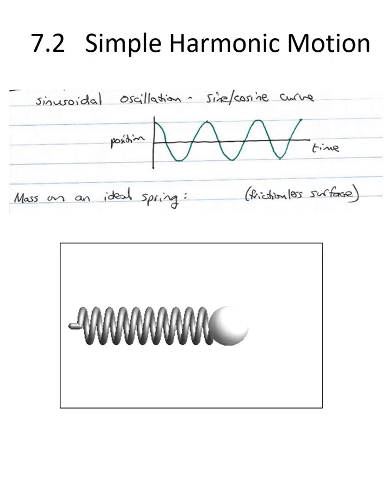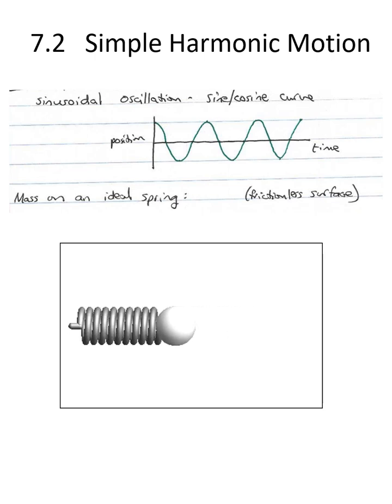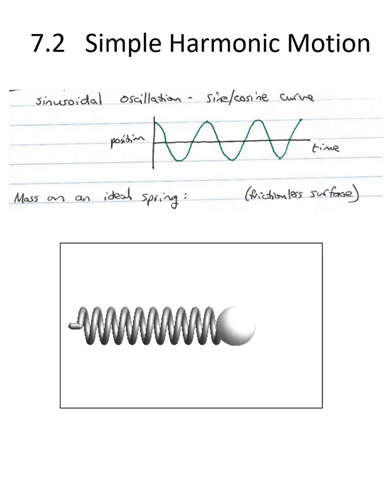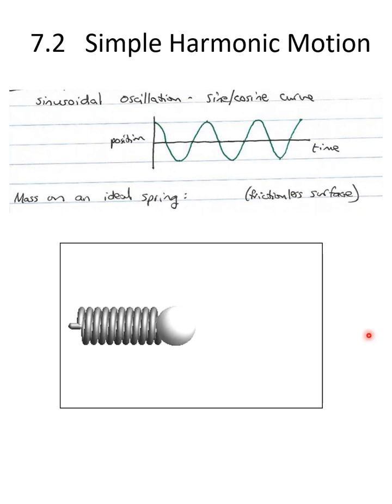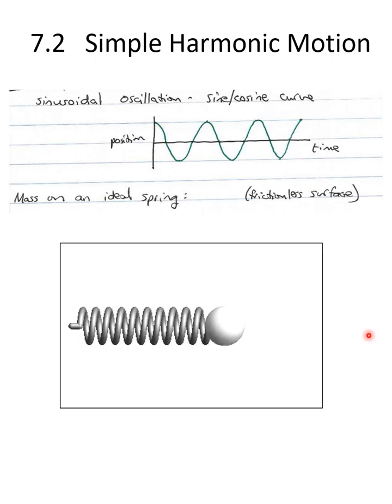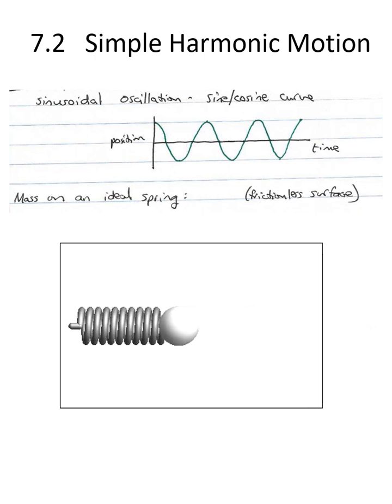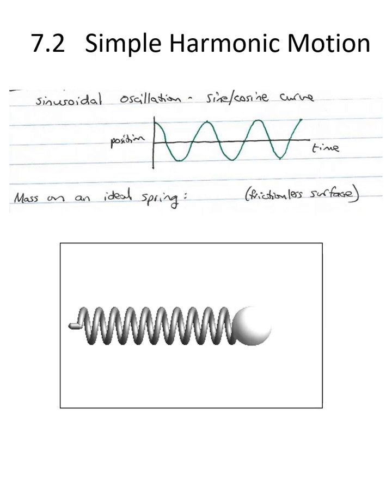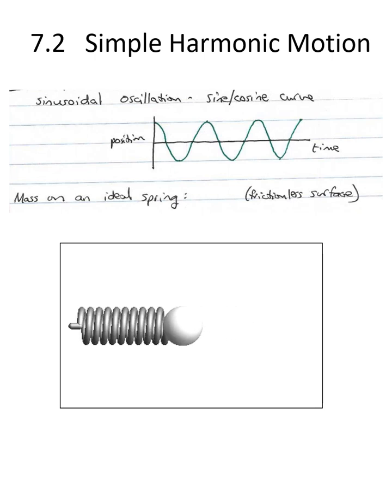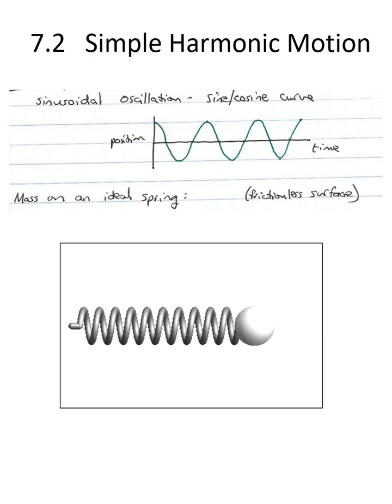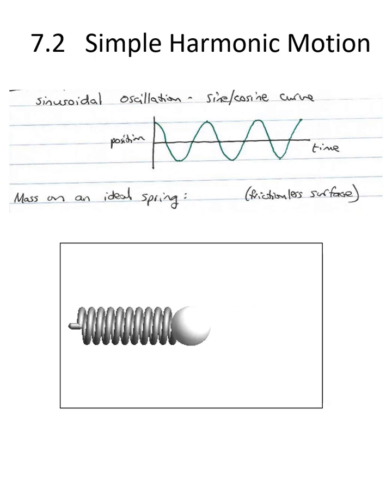And this can mimic the mass on an ideal spring, assuming the mass is on a frictionless surface. So here you see in the animation down below, it is oscillating back and forth in that sinusoidal motion. With the sinusoidal oscillation, as you can see in the graph, its position versus time curve has the smooth undulating shape of either a sine or cosine curve.